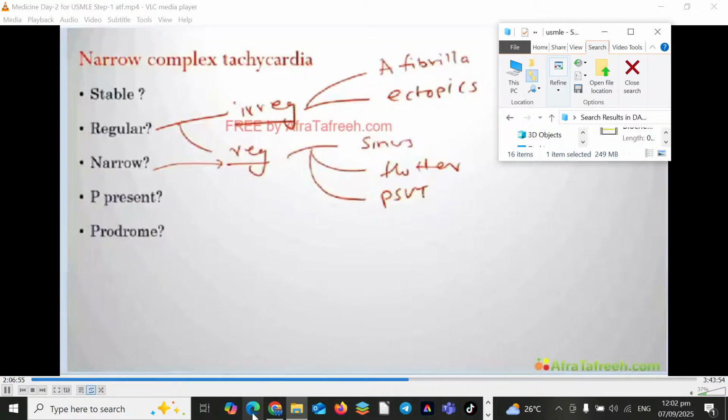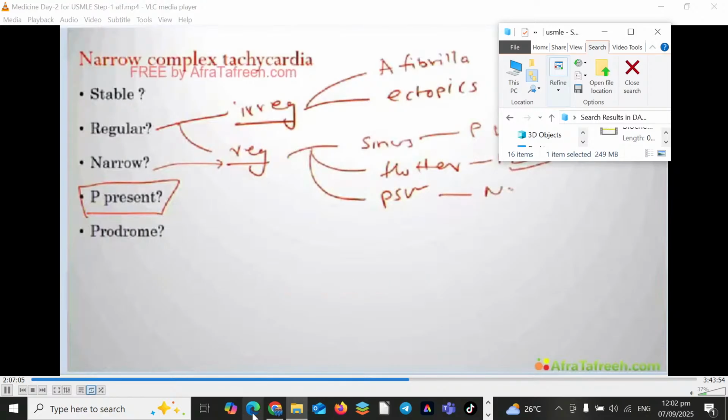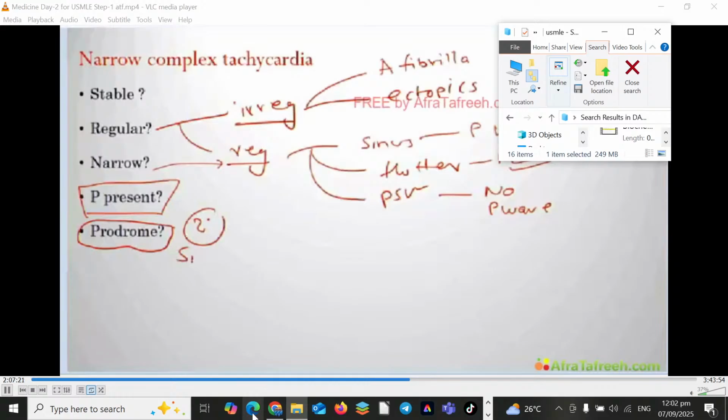To answer this, you have to ask, is the P wave present? This has a P wave, this has multiple P waves, and this has no P wave. A prodrome is just to have a secondary cause, like in sinus tachycardia. If it is present, it is most likely sinus tachycardia.